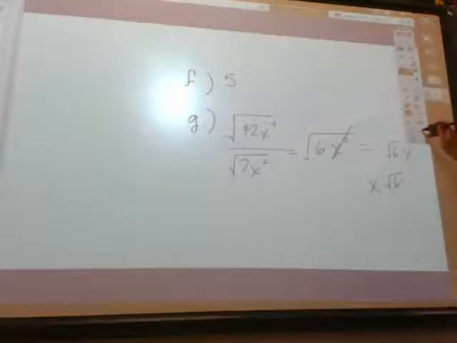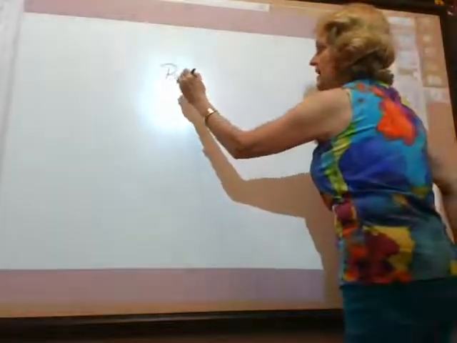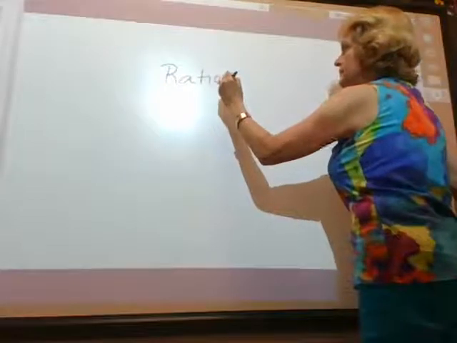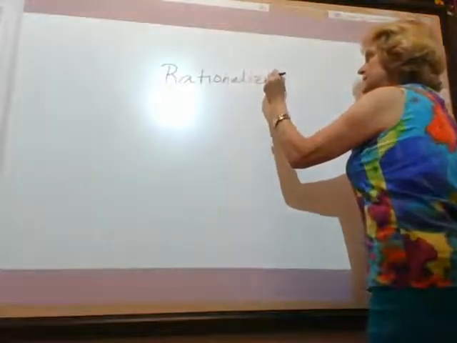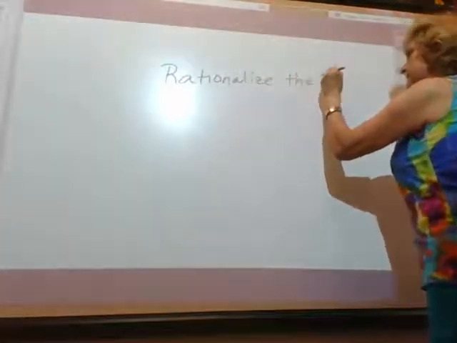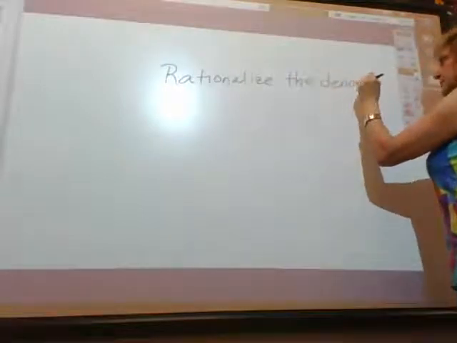Now, the next part of this lesson is, we taught you how to divide, but there's this funky thing that you're not allowed to do, which is leaving a radical in the denominator. So what we have to do is something we call rationalizing the denominator. And it's pretty simple.